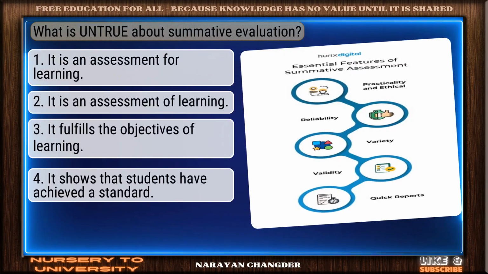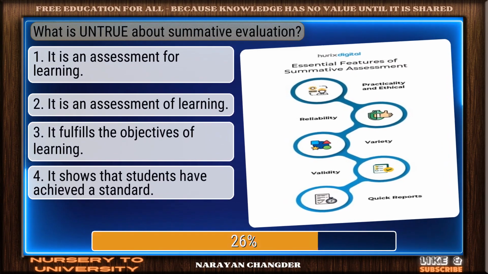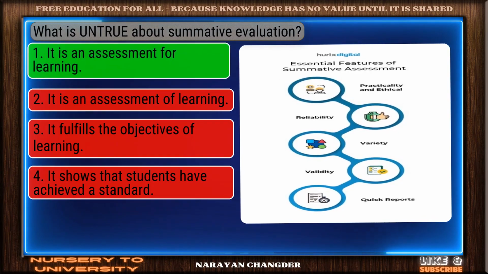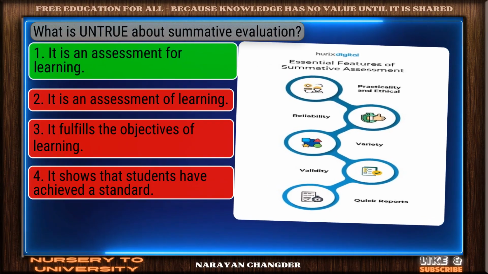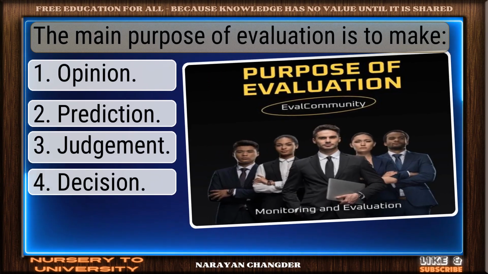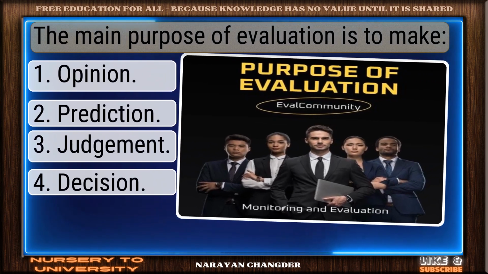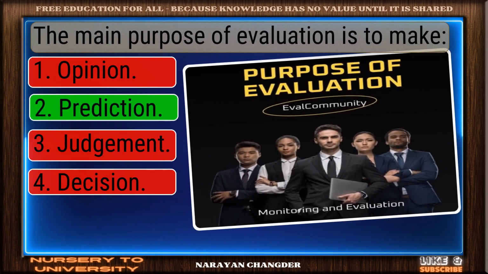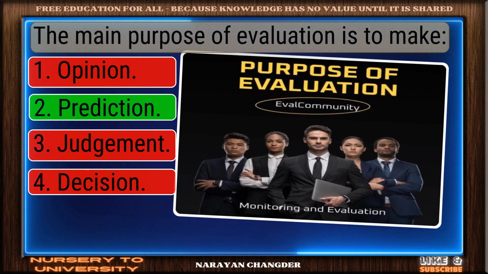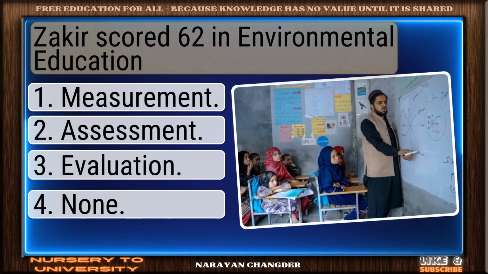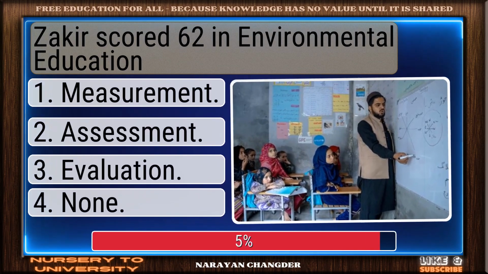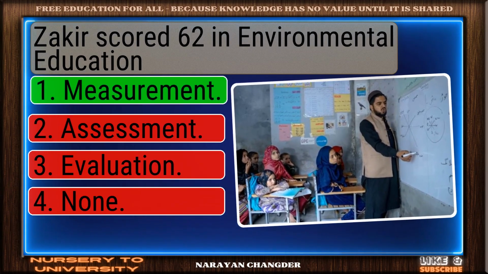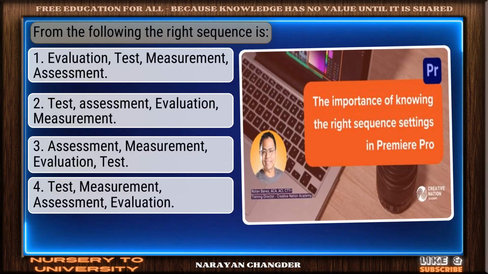What is untrue about summative evaluation? Sharp thinking. It is an assessment for learning is the right choice. The main purpose of evaluation is to make. Nicely done. Prediction is a solid answer. Zakia scored 62 in environmental education. Correct. Measurement is the right answer.